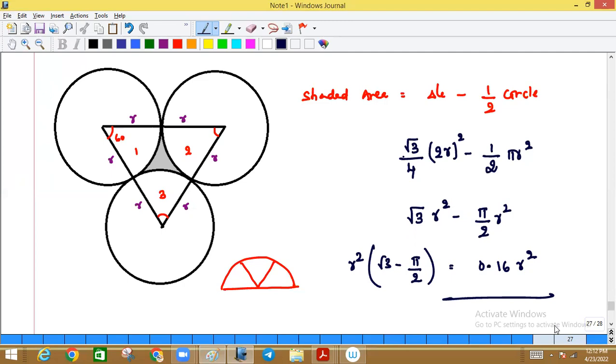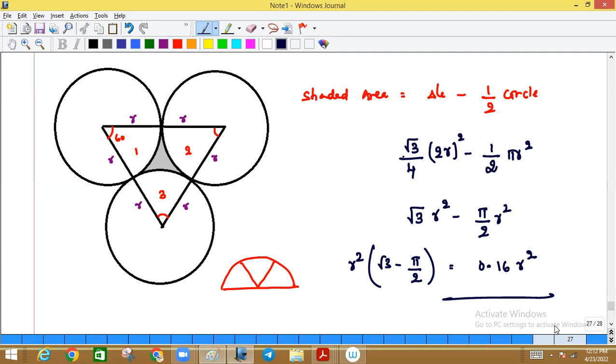60, 60, 60 becomes 180 degrees, which means from the equilateral triangle area, you need to subtract the area of a semicircle. Equilateral triangle area is root 3 by 4 side square. Here the side is 2r, so root 3 by 4 into 4r square; the 4s cancel. It is root 3 r square minus half the area of a circle, pi r square by 2. So it is root 3 r square minus pi r square by 2. Taking r square common, it is root 3 minus pi by 2.